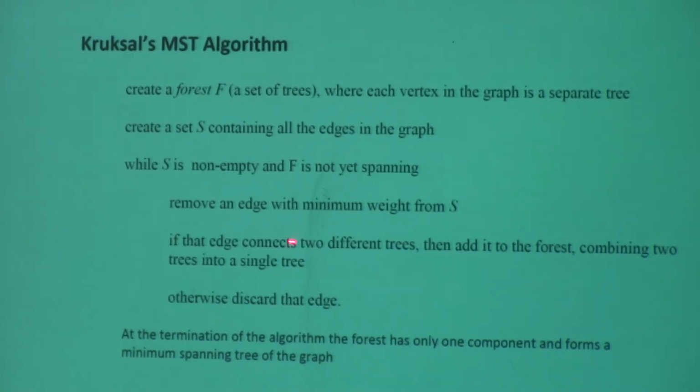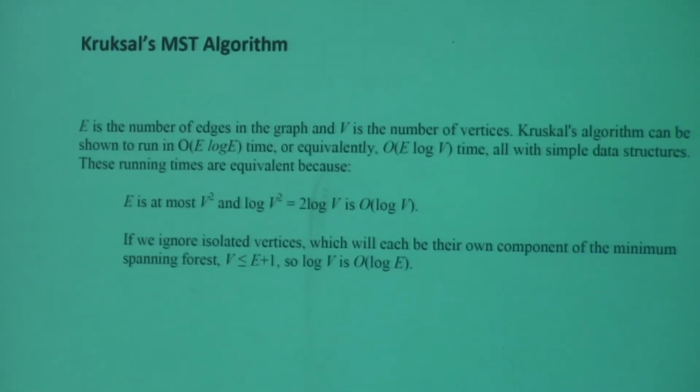If that edge connects 2 different trees, then add it to the forest, combining 2 trees into a single tree. Add a branch to the tree. Otherwise, discard the edge. When would you discard the edge? If it doesn't connect 2 different trees. So after the termination of this algorithm, the forest has only one component and forms a minimum spanning tree of the graph. Let's take a look.